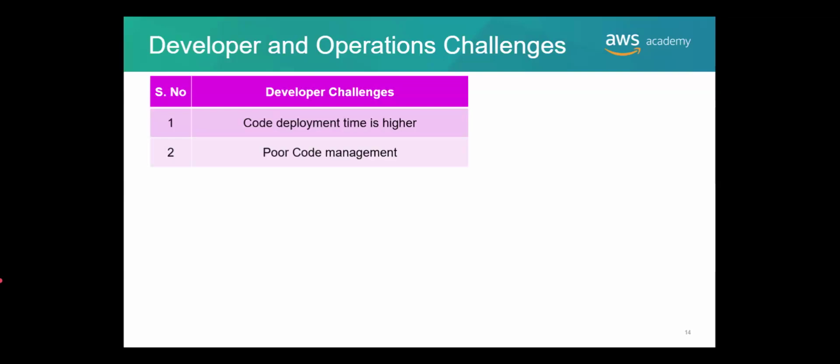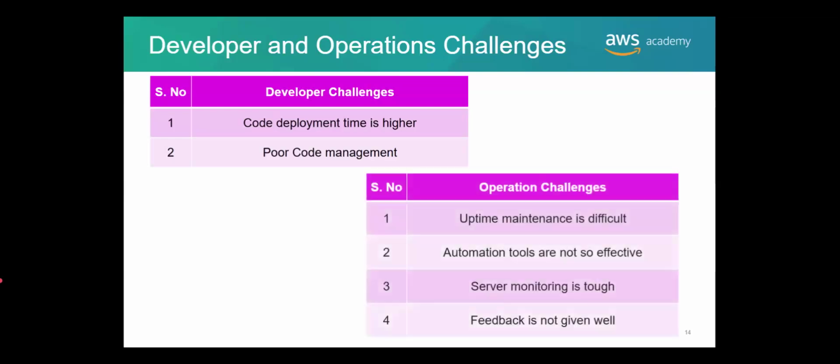So now this development challenges: code development time is higher and poor code management. Now, what are the operation challenges? Uptime maintenance is difficult. We keep on maintaining it. Automation tools are not so effective. Automation tools means, just now I showed you, the Amazon website has been launched on one server, and automatically it has to increase the servers based on the number of users accessing it.